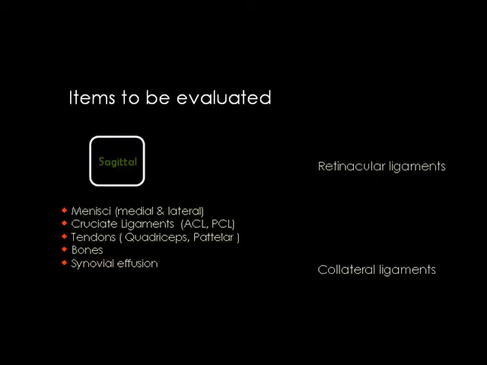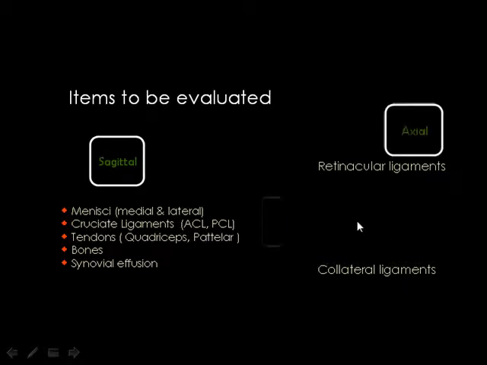Then in order to look at the knee, you should ask yourself, what are the items that can be evaluated? And you know that you have meniscus, the medial and lateral, cruciate ligaments, anterior and posterior, tendons like the quadriceps and the patellar tendon, and bones and the synovial effusion.